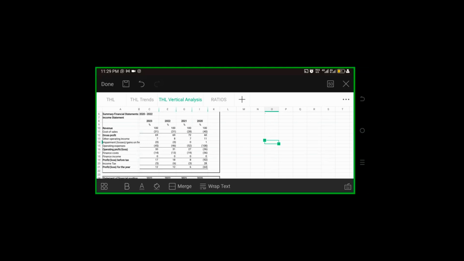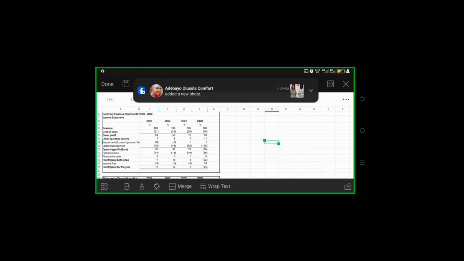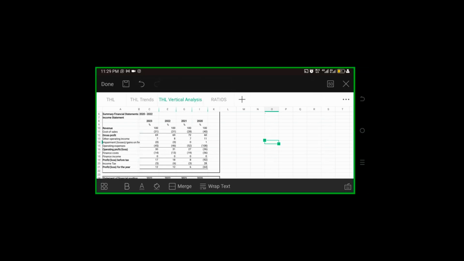And their finance cost too was 56%. So for every 100 naira they made in 2020, they spent 56 naira on finance expenses. Okay. So that was basically the reason why they made that loss. Their operating expenses were over and above the revenue they even made, including their finance cost.